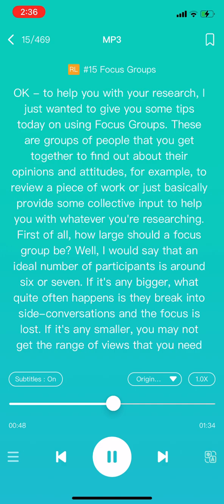Secondly, it's important that you have a moderator for the group who's able to facilitate and guide the discussions. The moderator must ensure that everyone participates and stop anyone dominating. And also, the moderator needs to make sure that the discussions don't go off in the wrong direction.